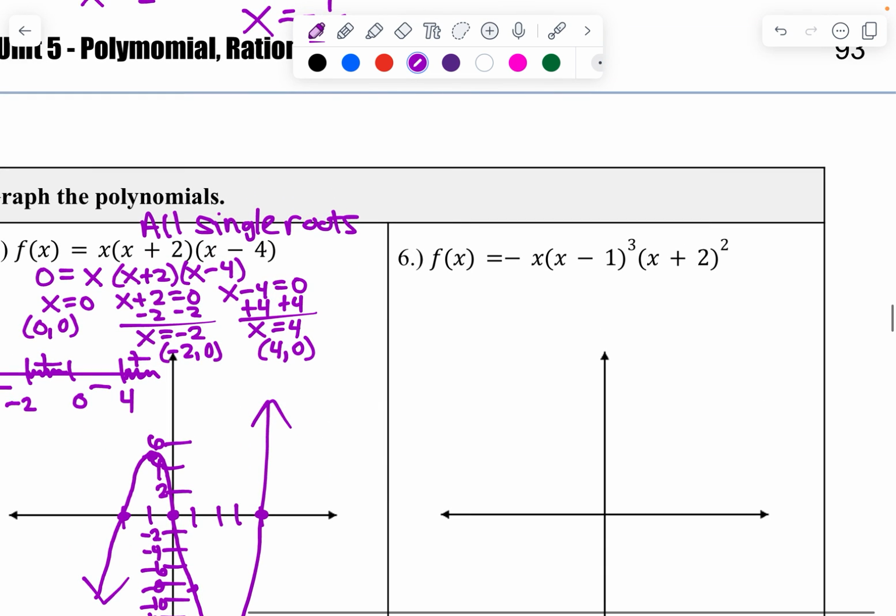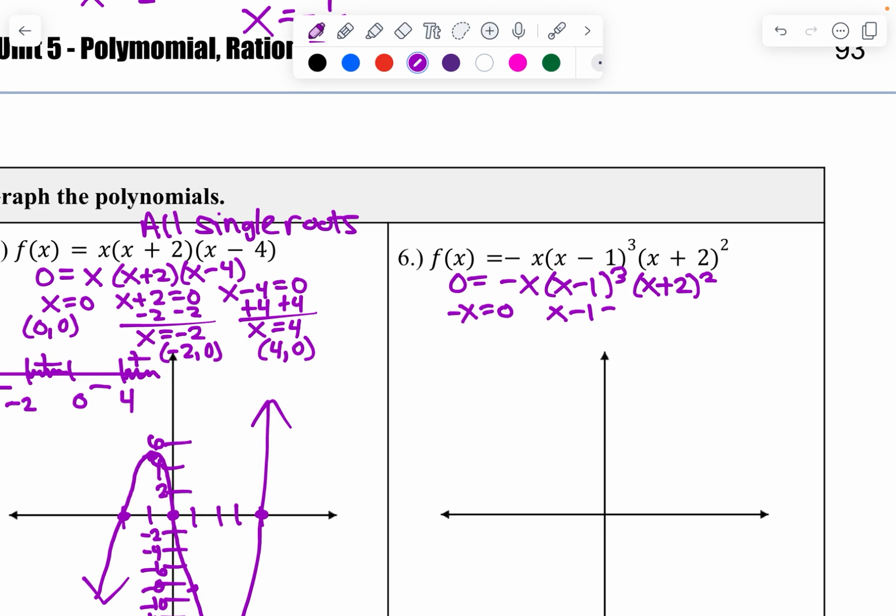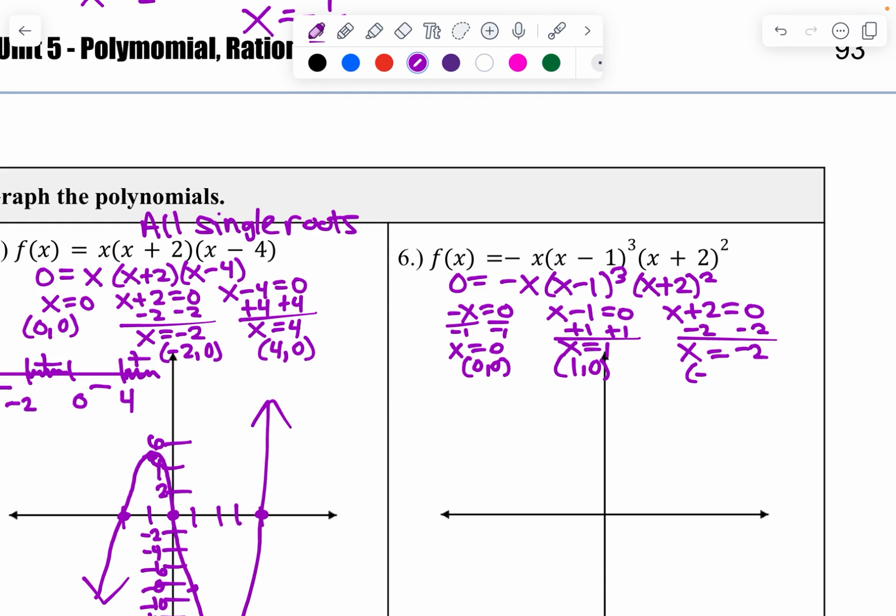All right, so same thing, new problem. So replace f of x with 0. It is already factored for us, so we're ready for zero product property. So negative x equals 0, x minus 1 equals 0, x plus 2 equals 0. So we're going to get 0, 0. One, 0. And negative 2, 0.